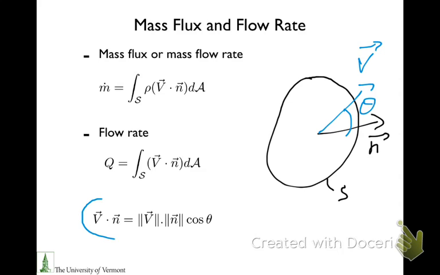And just as a reminder, it's a very important reminder, this is the mathematical definition of the scalar product, and cosine theta is equal to 1 if theta is equal to 0, and to minus 1 if theta is equal to 180 degrees.